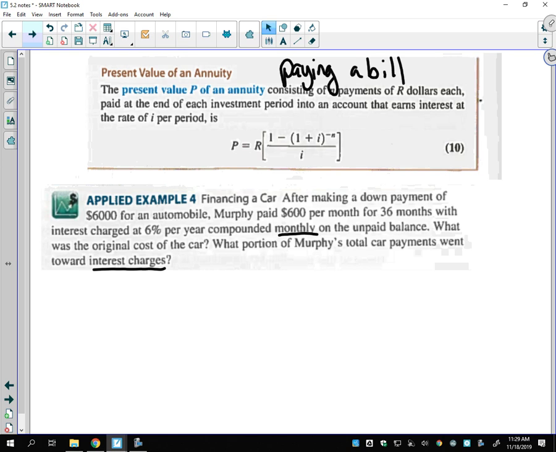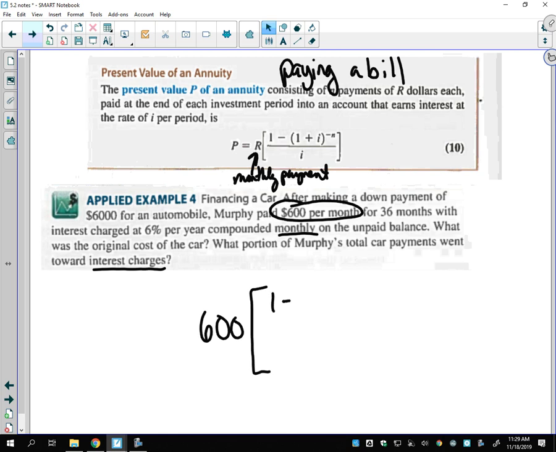So we know that the payment is $600 per month. It's like a fancy car to me. That's a high car payment. So that goes here, that's your monthly payment. And what this gives you is P, how much you pay over that time. So I'm going to do 1 minus 1 plus, and again, i is the interest rate over the number of payments per year. And we're doing this for 36 months.